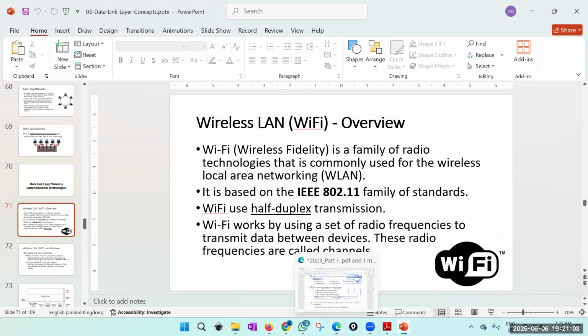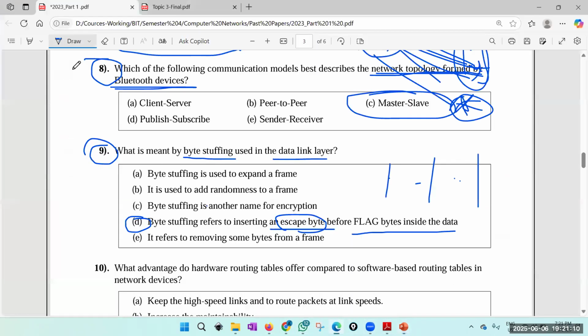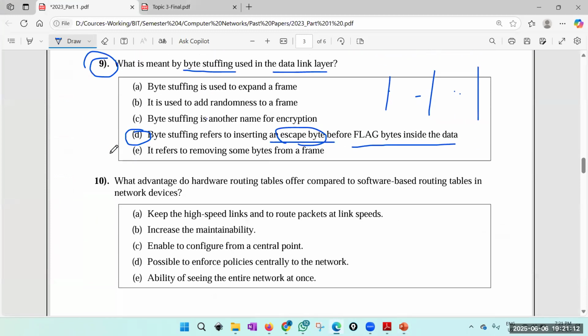Right. So the next question, 10th. What advantages do hardware routing tables offer compared to software-based routing tables? So remember, when it comes to hardware, it is faster, but not flexible. When it comes to software, it is flexible but not fast. So that is a big difference, right? That is the basic idea behind hardware routing table and software routing table.